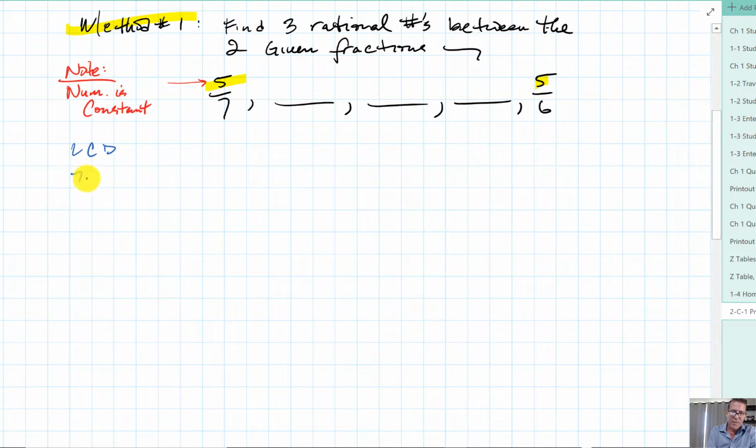Least common denominator of 7 and 6. So write the right number. So 7 times 6, 42. So when you find an LCD, you simply multiply the two denominators. That's the quickest way to find a common one. Not always the lowest one, but a quick way to find the common one there.